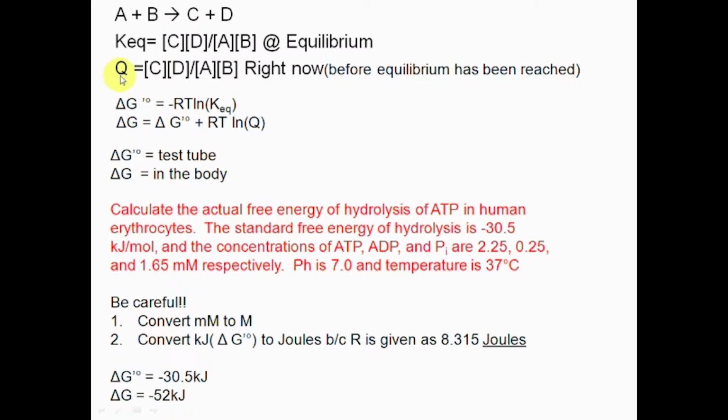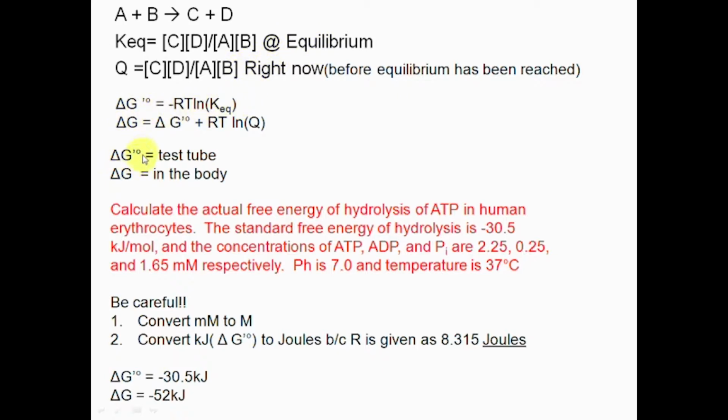Now Q, which you'll hear called the law of mass action in biochem, is nearly the same thing. You find the concentration of products divided by reactants. But instead of being at equilibrium, it's the concentration right now, before equilibrium has been reached. So you would dump A and B into the test tube, wait like 30 seconds, or just dump it in and find the concentrations right now. You don't wait the 30 minutes to find the concentrations at equilibrium.